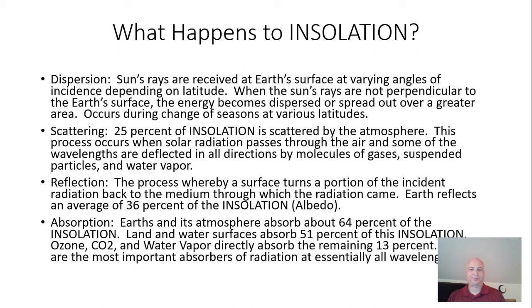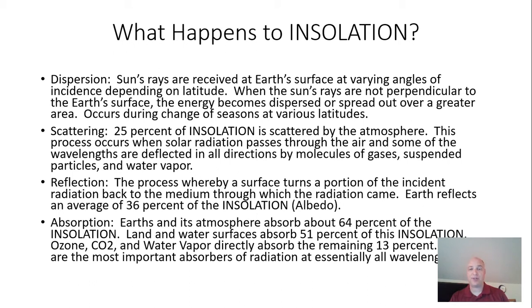Reflection is another process whereby a surface turns a portion of the incident radiation back to the medium through which the radiation came. Earth reflects about 36% of the insolation, and this reflection is known as albedo. Now, the amount of reflection depends on the color of the surface, a lighter surface versus a darker surface. With a darker surface, there's more absorption of the energy and less reflection. With a lighter surface, you have more albedo, or higher reflectivity. Additionally, water versus land. Land heats up much more efficiently as compared to water.